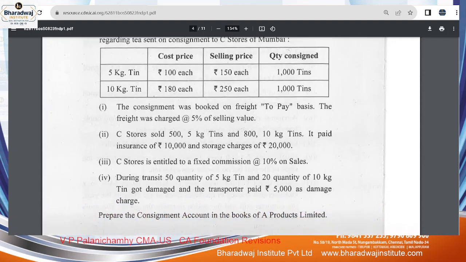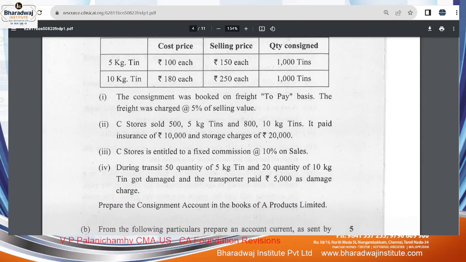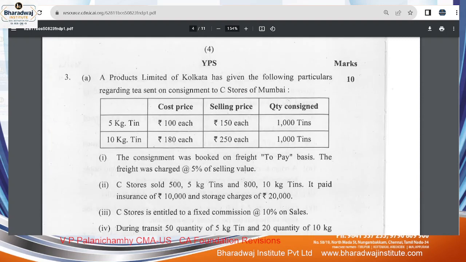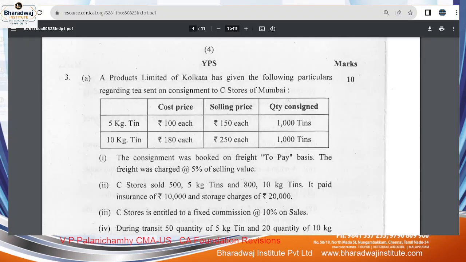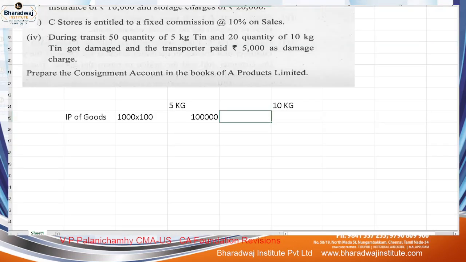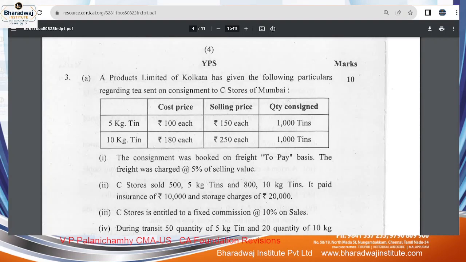Sent on consignment. Okay, sale price. We can take it at cost itself. No issues, the same answer will come anyhow. If you put it in invoice price, loading has to be removed. If you put it in cost, no loading removal is required. So, 1000 into 180. What is the cost of 1000 into 180?